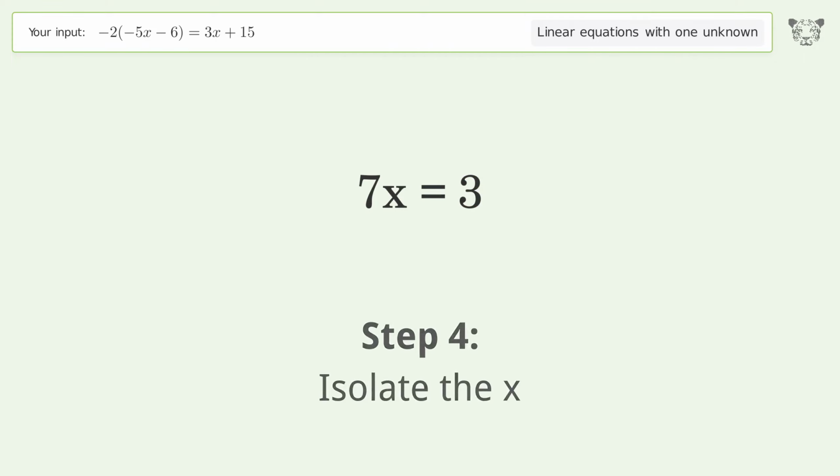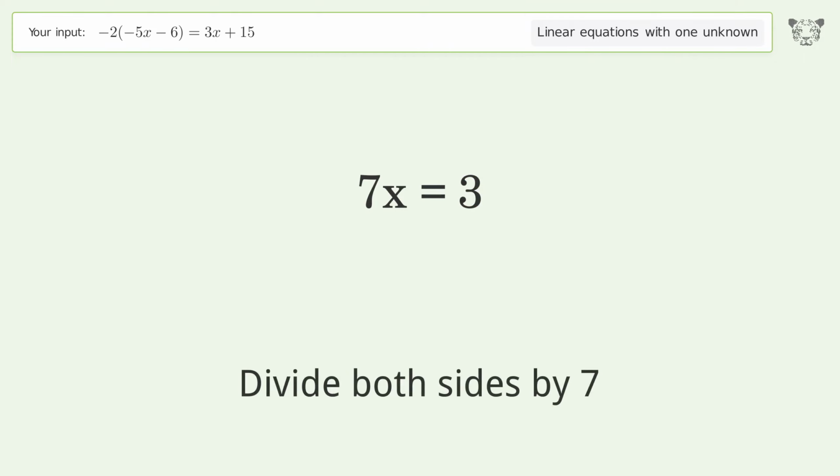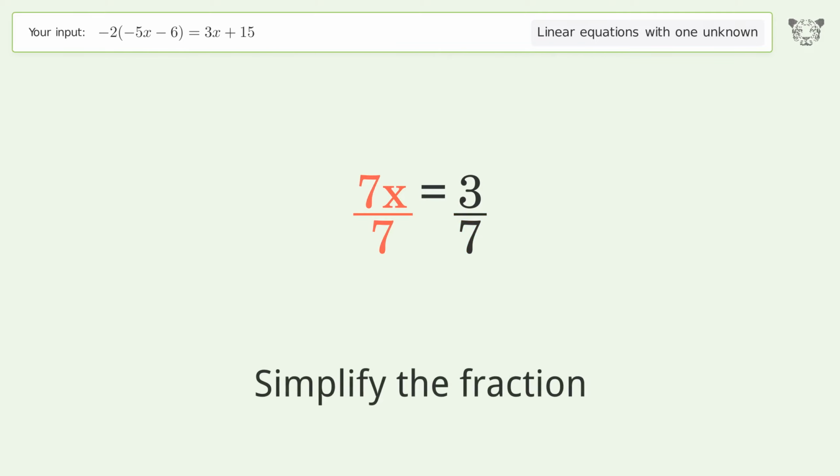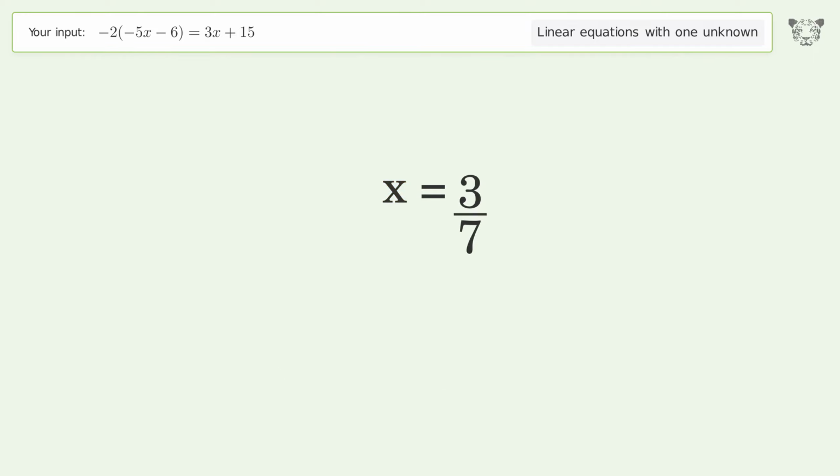Isolate the x. Divide both sides by 7. Simplify the fraction. And so the final result is x equals 3/7.